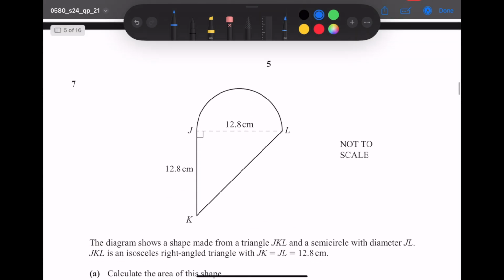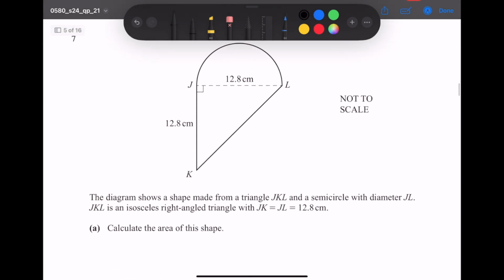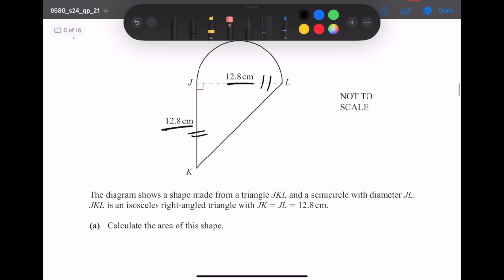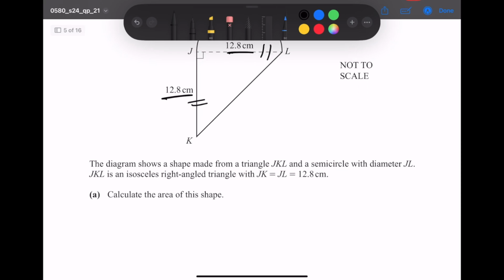Okay, question 7. The diagram shows a shape made from a triangle JKL and a semicircle with diameter JL. JKL is an isosceles right angle triangle with JK equal to JL equal to 12.8. So in this case, the line JK and the line JL are the same, as you can see, 12.8 and 12.8. The question is asking for the area of the shape. So the area is equal to the area of the triangle plus the area of the semicircle.